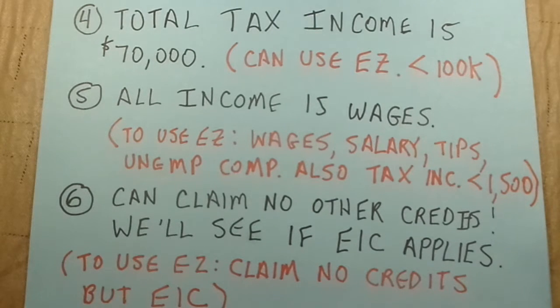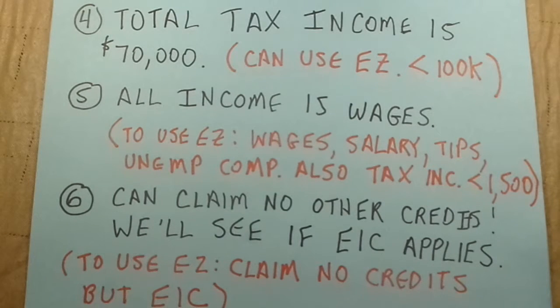So to use form 1040EZ, you can only have wages, salary, tips, unemployment compensation, or if you have taxable interest income, then it has to be less than $1,500. Now, I'm a little unclear about the difference between wages and salary. These to me are usually synonyms, and they pose us no problem here.